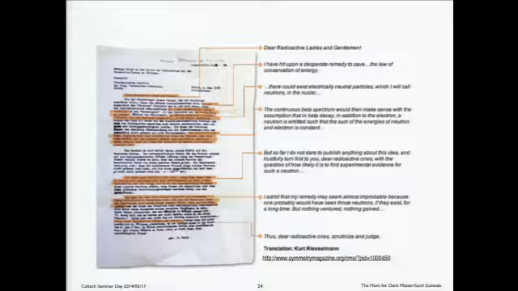But so far, I dare not publish anything about this idea and trustfully turn first to you, dear radioactive ones, with the question of how likely it is to find experimental evidence for such a neutrino. And it was hard. It took 30 years to find the neutrino. "I admit that my remedy may seem almost improbable because one probably would have seen those neutrinos if they exist for a long time, but nothing ventured, nothing gained. So, dear radioactive ones, scrutinize and judge." So this hypothesis was put forward in the 30s, and it took 30 years to demonstrate that the neutrino exists. So I think there's a good precedent there to follow, that we need a new particle and that we may have to wait a while to find it, but it's probably going to be there.